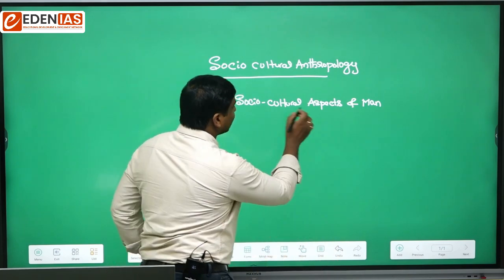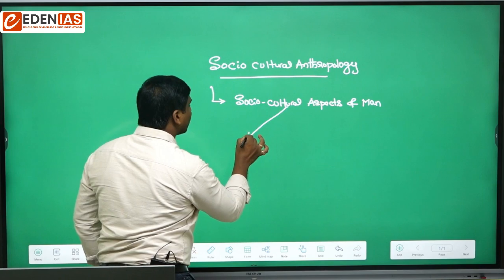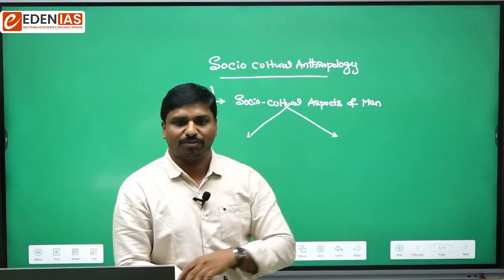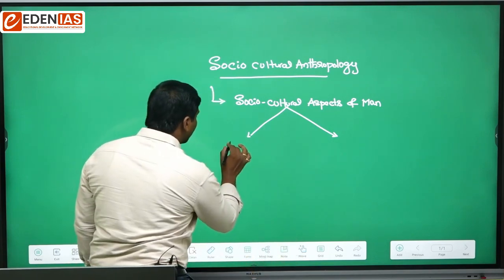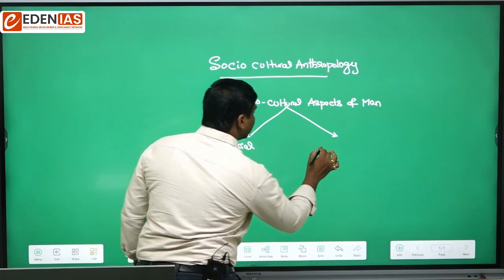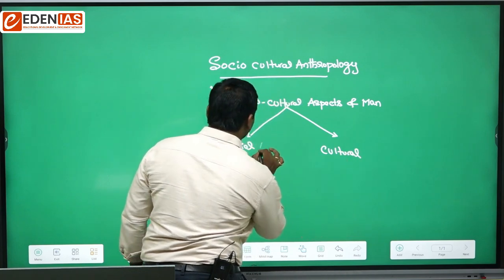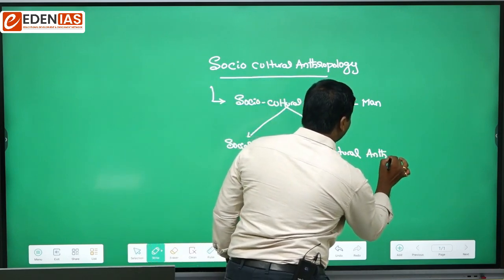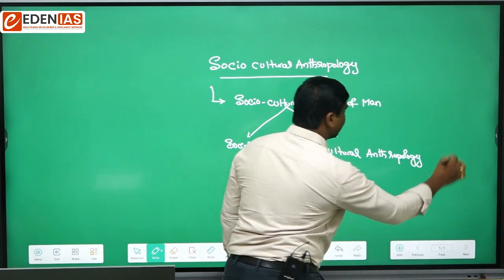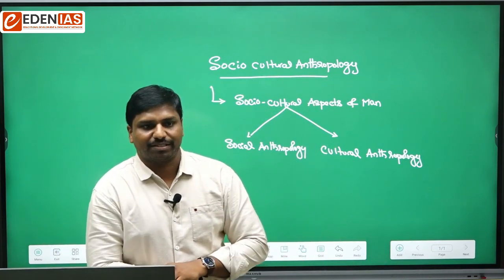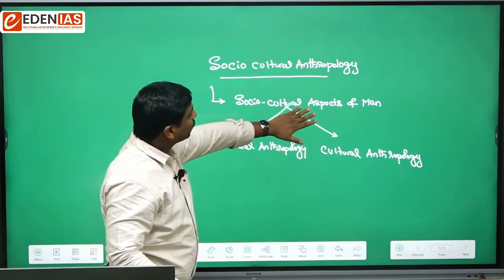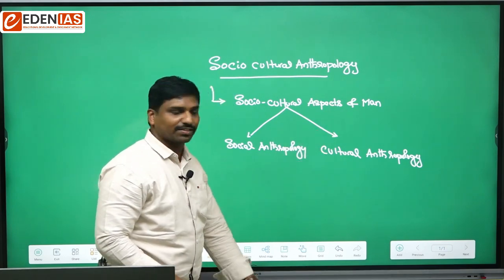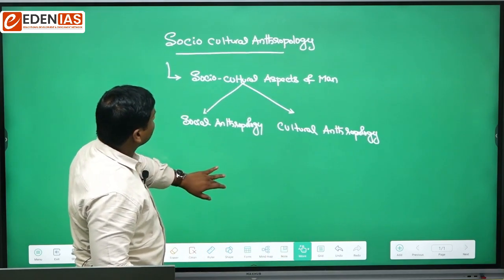Here we are saying socio-cultural aspects. What do those socio-cultural aspects mean? We can broadly divide this branch into two sub-branches: one would be the social branch and the other would be the cultural branch. That means social anthropology and cultural anthropology. The word socio-cultural can be divided likewise. Let's see what the various social aspects and the various cultural aspects are that we'll study under these topics.